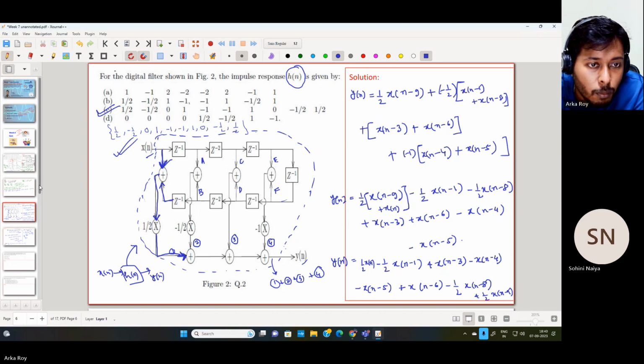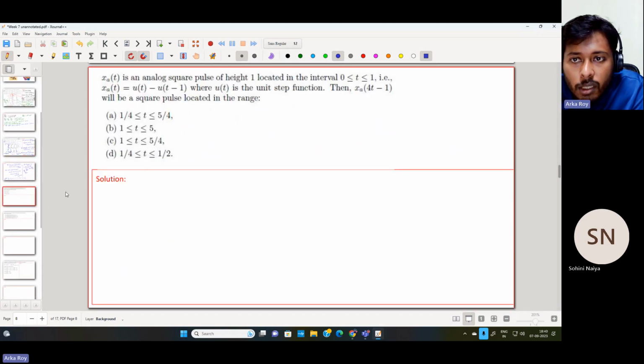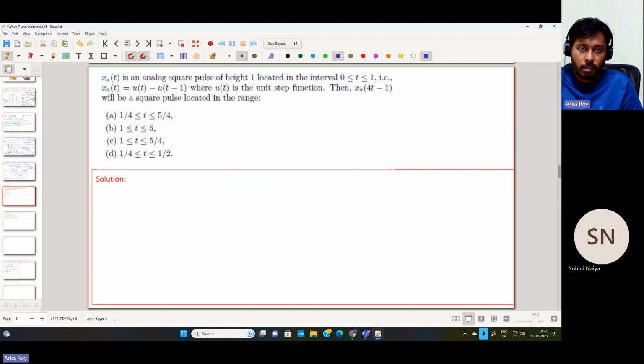So let's move to the third question. In the third question, it is given that x a of t is an analog square pulse with height 1, and it is located in between the interval 0 to 1. And the equation is given as x a of t equals u of t minus u of t minus 1. So that means there are two unit step signals. One is starting from 0, and for the other a delay is given, u of t minus 1. So that means there is a delay of 1. And we have subtracted these two signals so that we can get a square pulse.